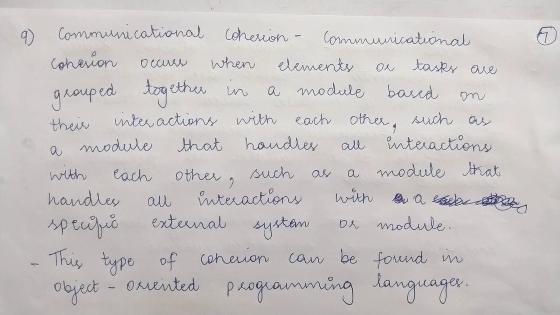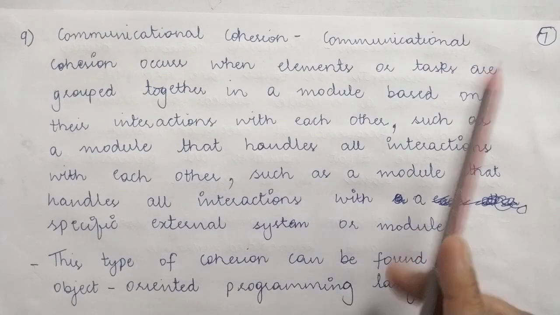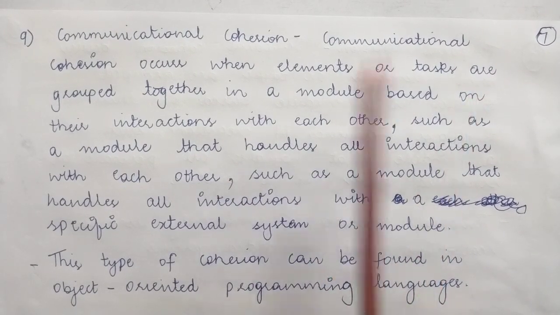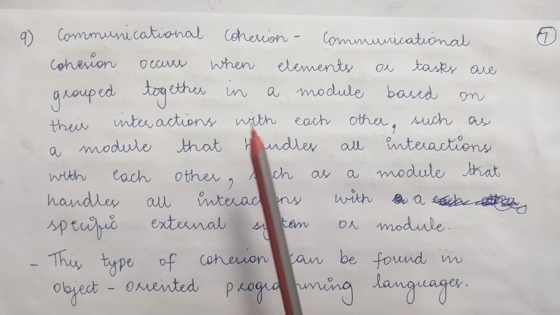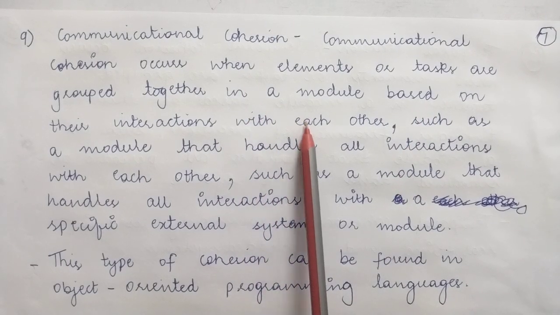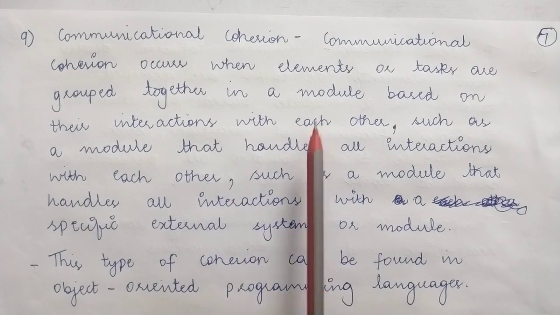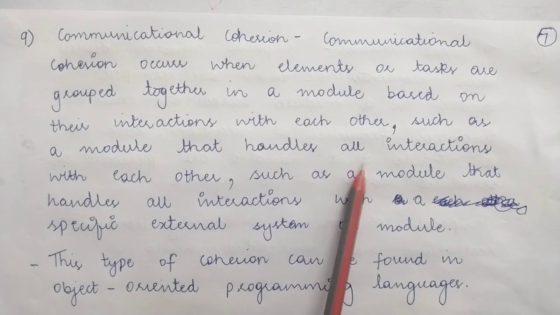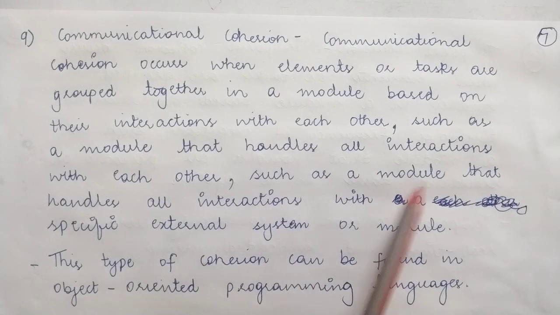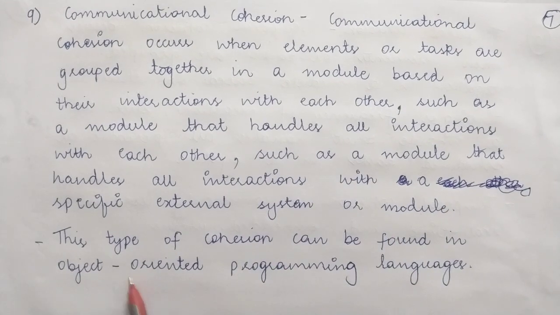The other kind of cohesion is your communicational cohesion. In communicational cohesion, it occurs when elements or tasks are grouped together in a module based on their interactions. So the name itself says communicational cohesion. So how would the elements or tasks be grouped in a module? Of course, based on their communication or interaction with each other, such as a module that is handling all interactions with a specific external system or module. And this type of cohesion can be found in object-oriented programming languages through objects and classes.